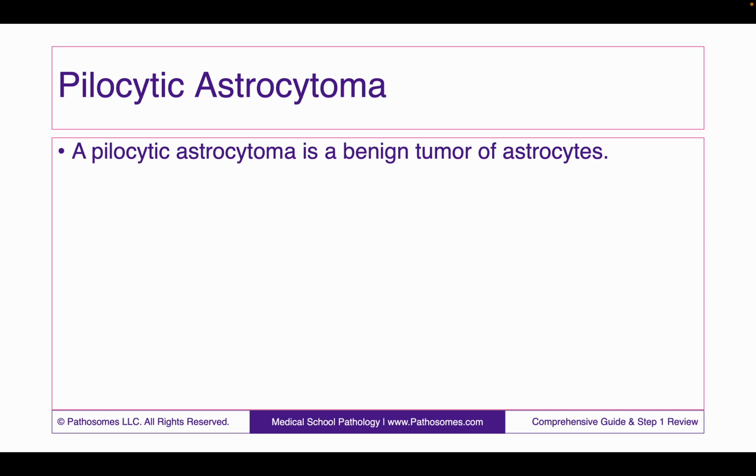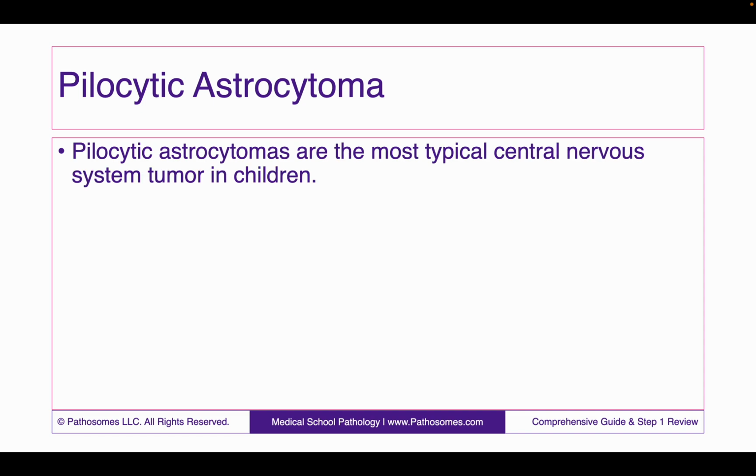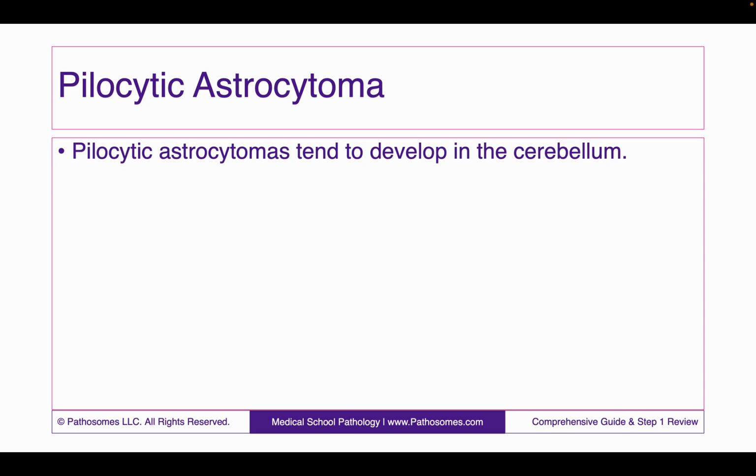Now let's talk about pilocytic astrocytomas. A pilocytic astrocytoma is a benign tumor of astrocytes. Pilocytic astrocytomas are the most typical central nervous system tumor in children. Pilocytic astrocytomas tend to develop in the cerebellum.